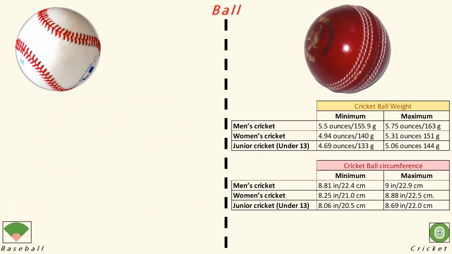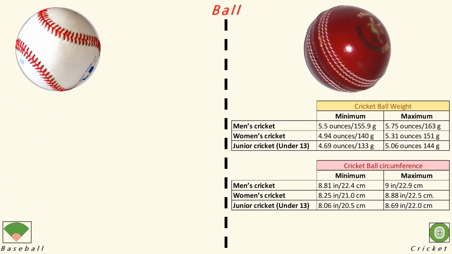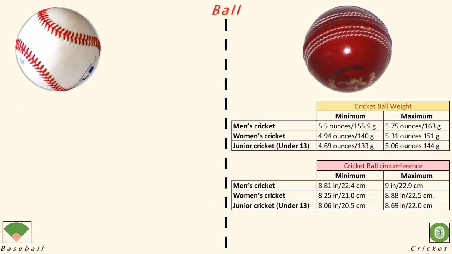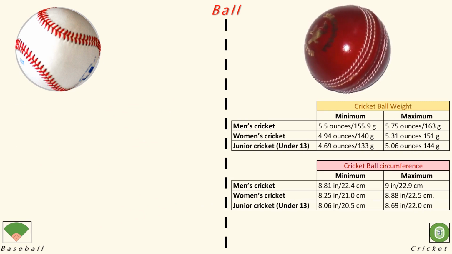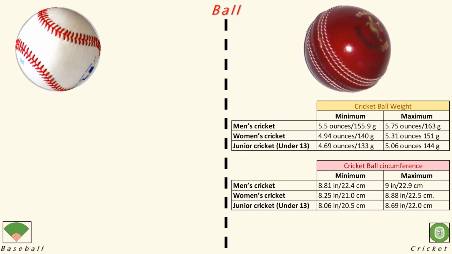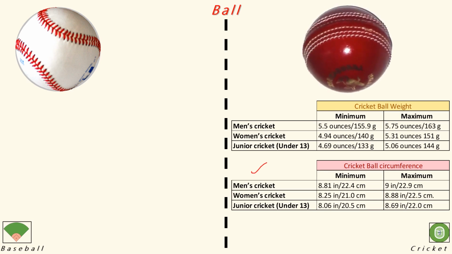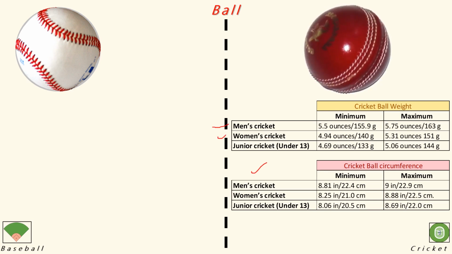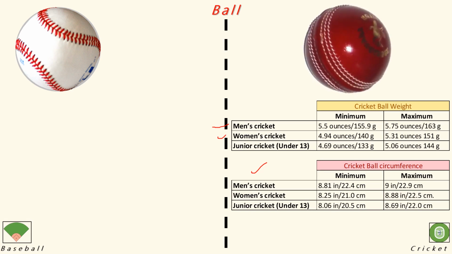Okay, so now let's have a look at the ball in a game of cricket. First of all, its weight is in general heavier than that of a baseball. Also, its weight and the circumference or dimensions change in different types of games, like for women, it is different than the dimensions for men, etc.